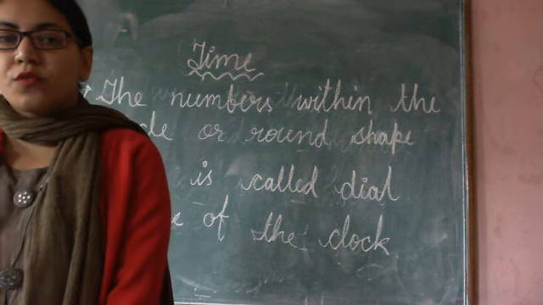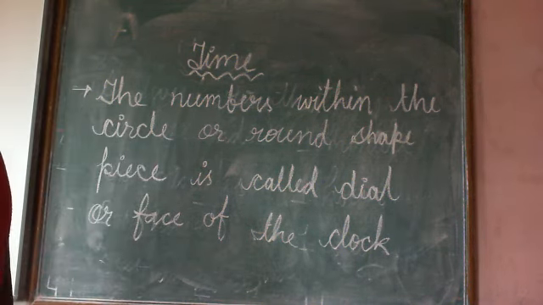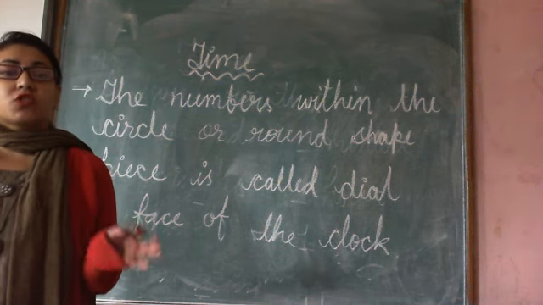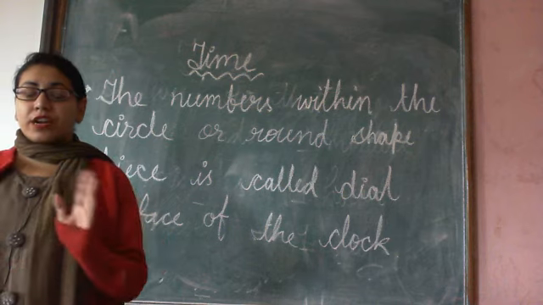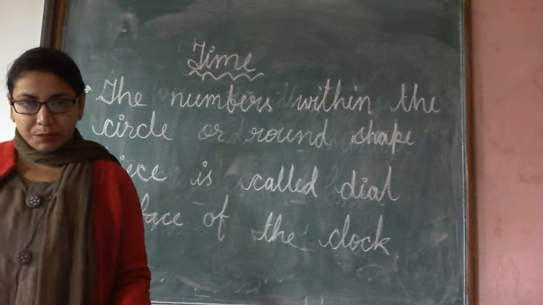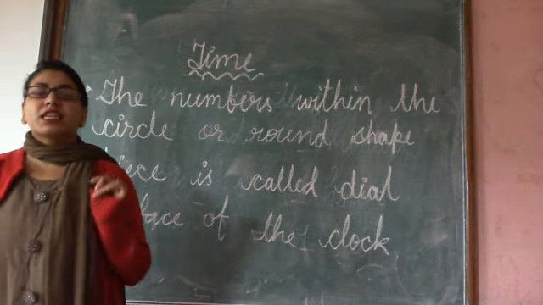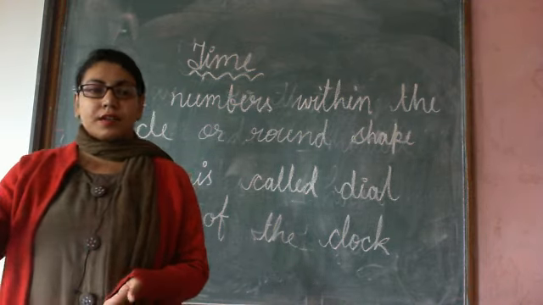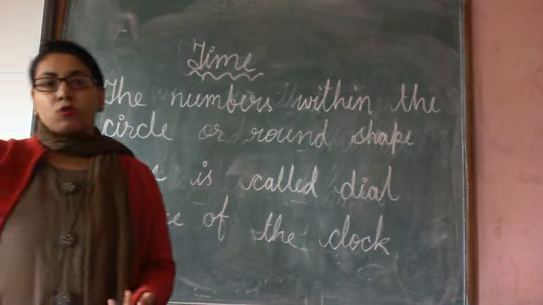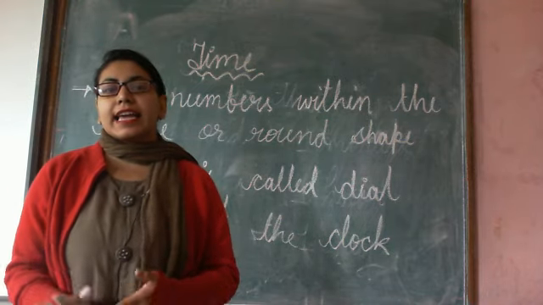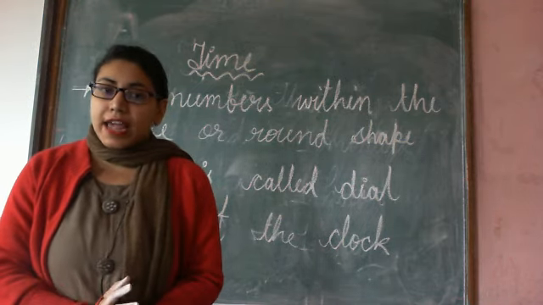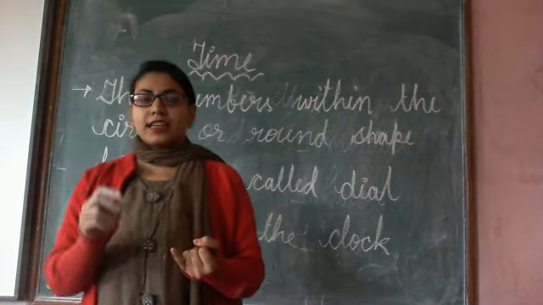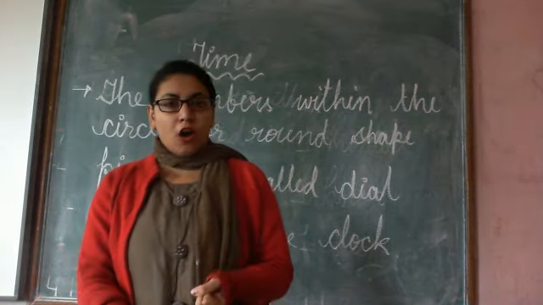So students, what are the things we learned today? That time is a more precious thing than anything else, because once the time is passed, we cannot get it back. So time is very precious to us. For measuring time, we use a clock. In the clock, the circle or round shape in which all the numbers lie is called the face or dial of the clock. There are two main hands in the clock, short hand and long hand.